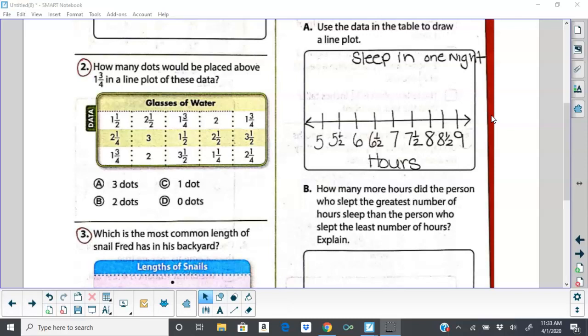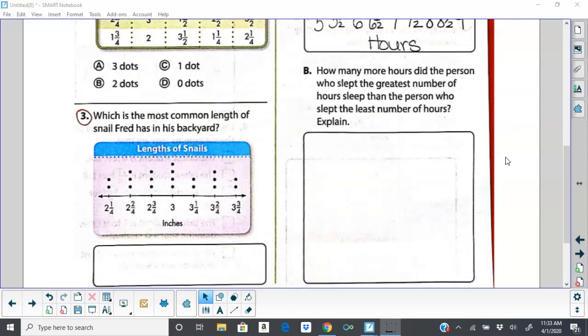So you're going to look at your line plot when it's done. You're going to see how many hours were the greatest and how many hours were the least. And then you're going to see how many more hours the person who slept the greatest slept than the person who slept the least amount of hours. And show your work in this box here.